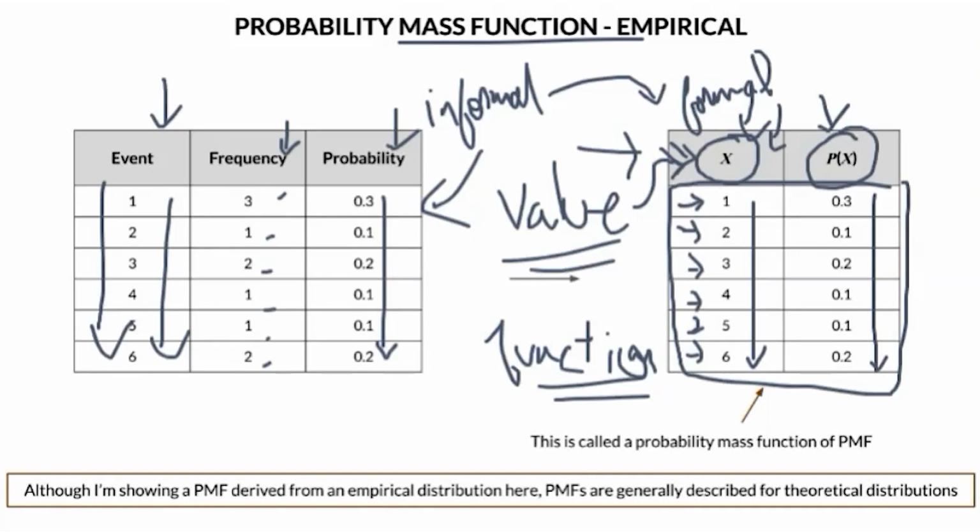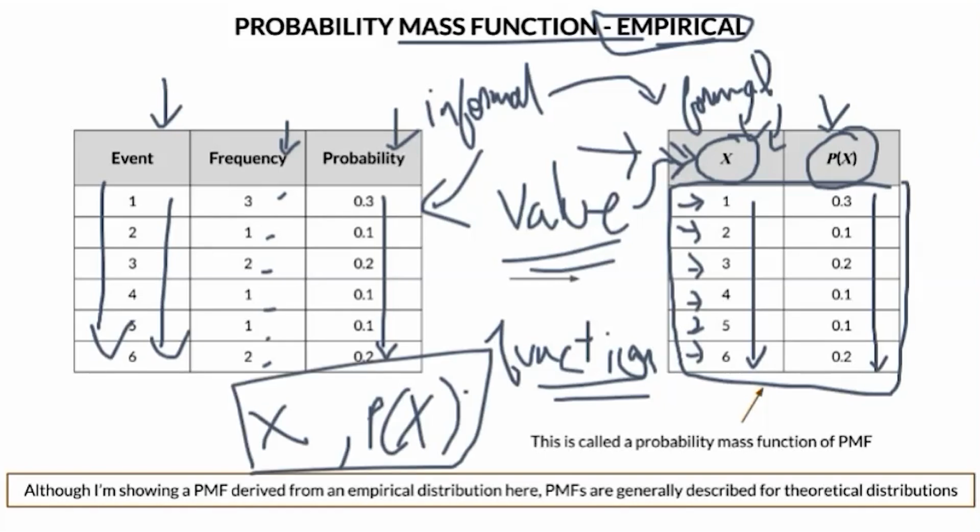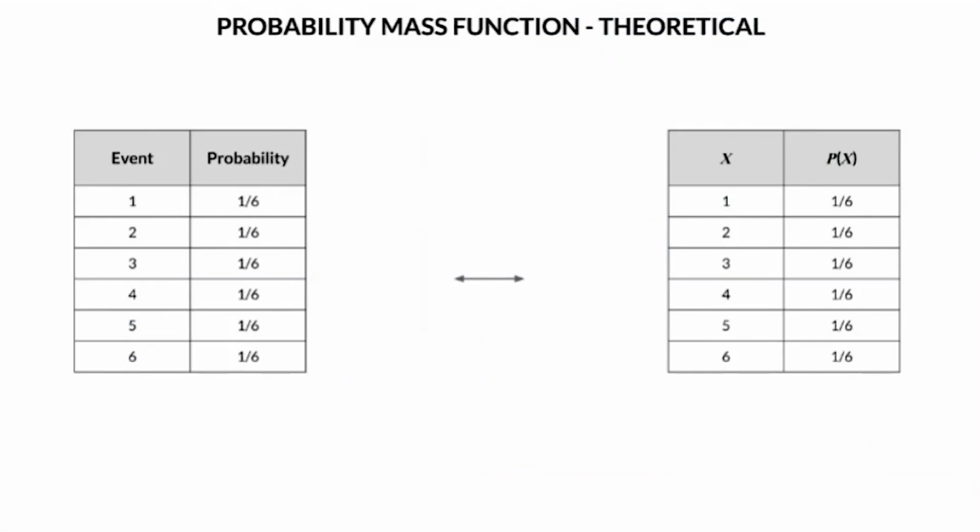Okay. So I'm showing here a PMF for an empirical distribution or empirical case. Generally speaking, people directly use the concept of x and p of x with the continuous case. So I'm just showing it for empirical for the sake of understanding. Generally, when you see random variables, they are associated with theoretical distributions, not with empirical distributions.